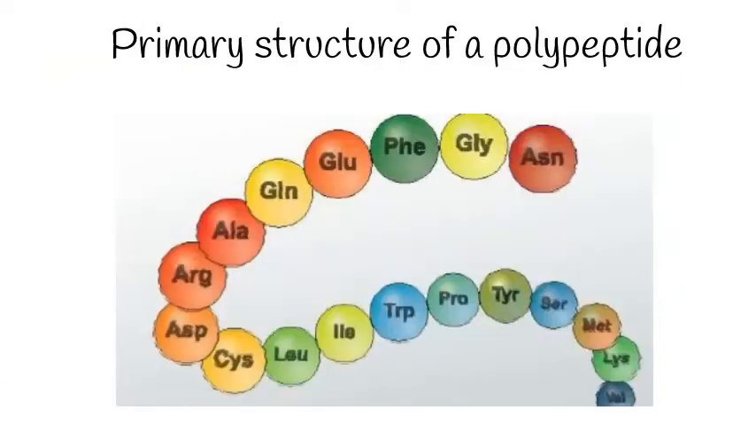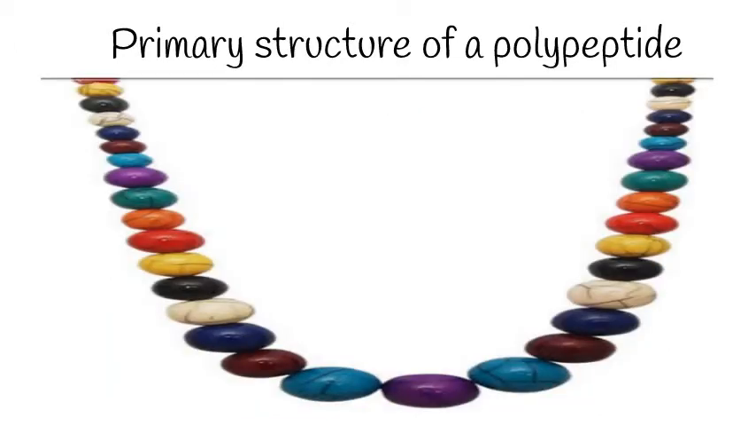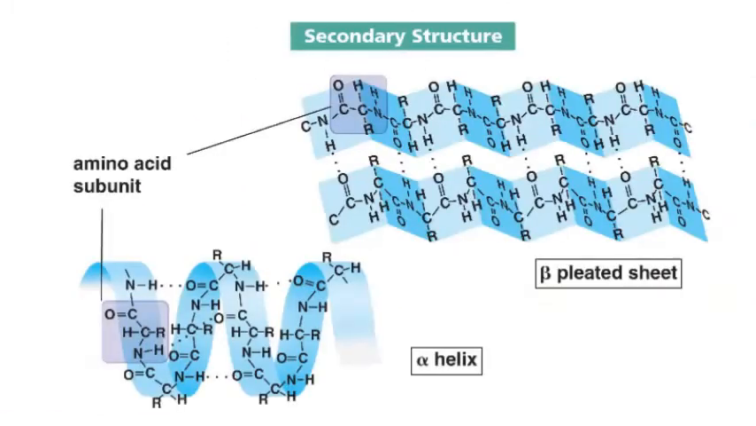When these amino acids bind together, they form something called a polypeptide, a single strand of repeating units like a necklace or chain. This is called the primary structure. Once this primary structure folds, it can form an alpha helix or a beta pleated sheet. Both of these are secondary structures.